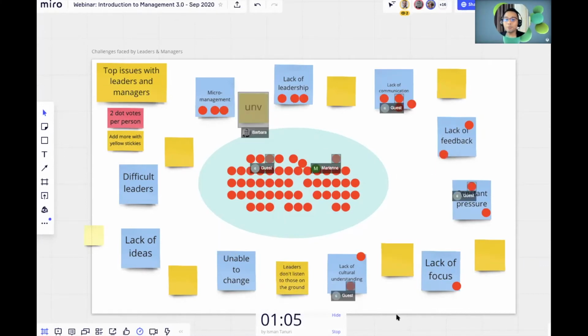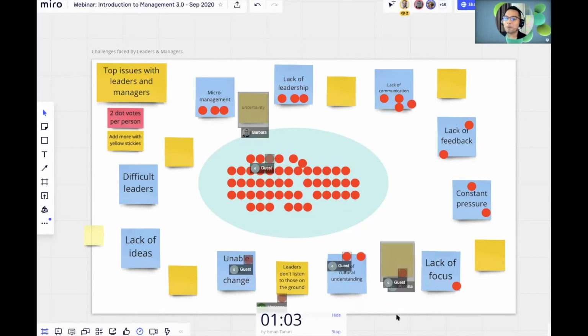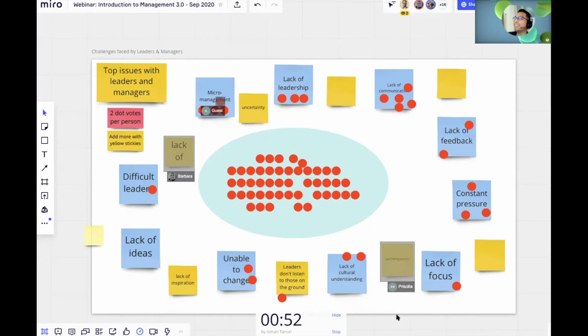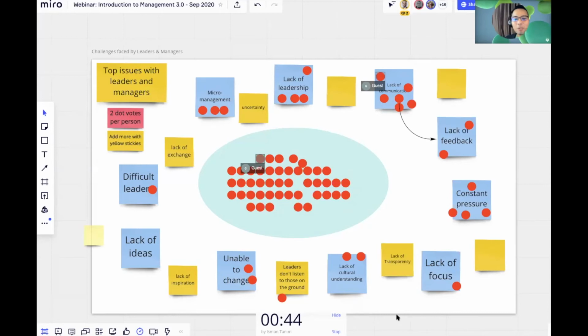For those who've just joined, we are on the Miro board, so feel free to come to the Miro board, or otherwise you can look at the Zoom sharing. I can see a lot of lack of communication, micromanagement, lack of inspiration. If somebody would like to talk about that, if you shared that, feel free to turn on your mic and tell us what you mean by that. Lack of exchange.